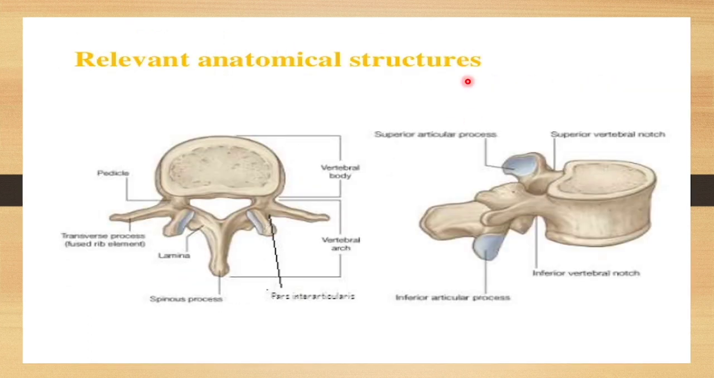Coming to the relevant structures: the vertebral body and the neural arch, which includes the pedicle, transverse process, lamina, and spinous process, and the superior articular facet and inferior articular facet. This is the superior articular facet, and this is the inferior articular facet. So this is all about the anatomical structures of the vertebra.